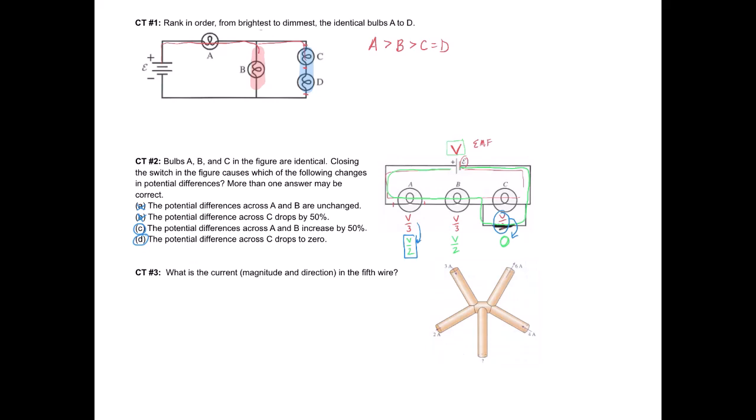What is the current in the 5th wire? So you'll notice that I have 5 wires here. So I've got 2A, which is coming out. I've got 3A, which is going in. I've got 6A, which is coming out. And I've got 4A, which is coming in. So the question is, what's going to happen here?